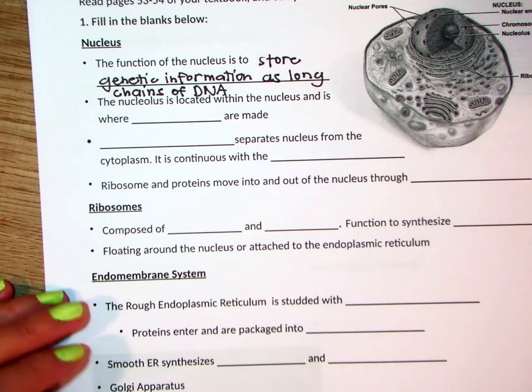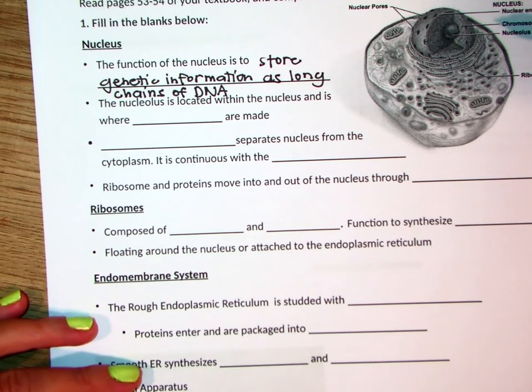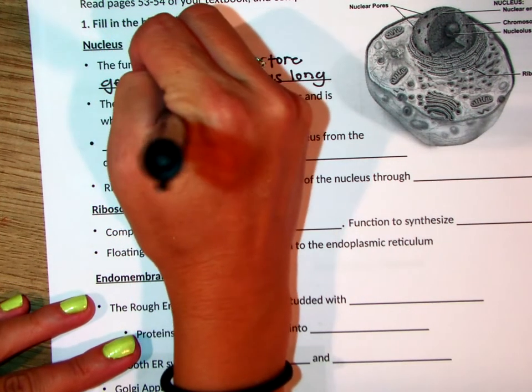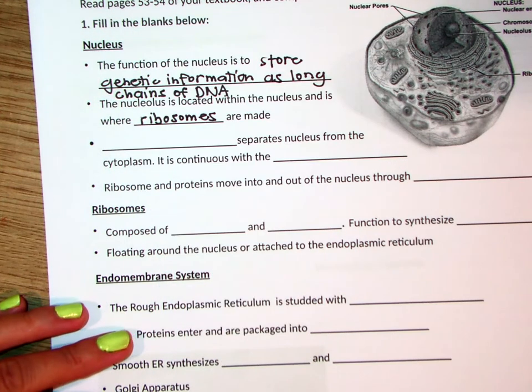The nucleolus is located within the nucleus, so in this picture it's this darker spot here. And this is where ribosomes are made, which are very important organelles, and we'll talk about those in just a minute.